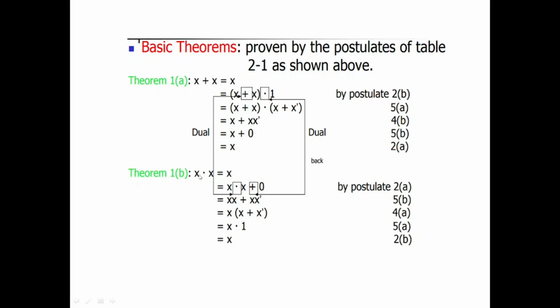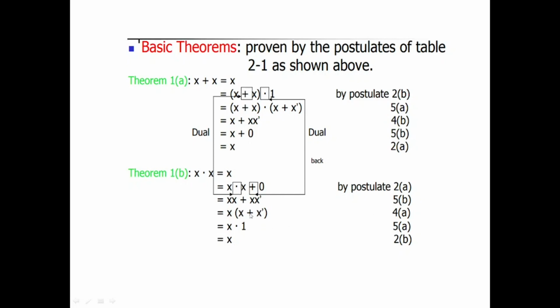What is theorem 1b? It is x dot x is equal to x. So the LHS is x dot x and the RHS is x. LHS is considered x dot x. So this x dot x can be written as x dot x plus 0. This is by postulate number 2a. And this 0 can be written as x dot x dash. That is by postulate number 5b.